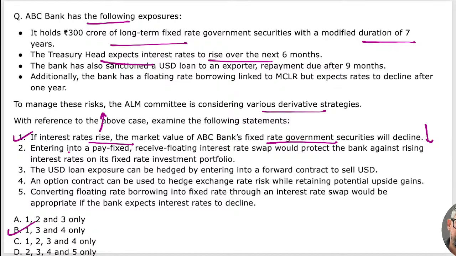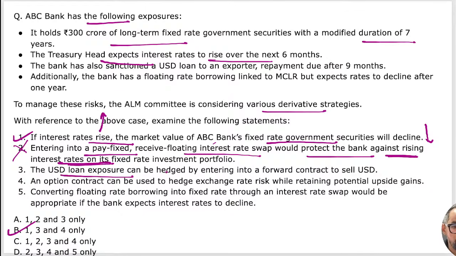Second statement, entering into pay fixed and receive floating rate would protect the bank against the rising interest rate, right? If interest rate is rising, they will not get benefit in this particular one. They will get benefit when they receive floating. If interest rate increases, then only they will have benefit. So that's why this statement is wrong.